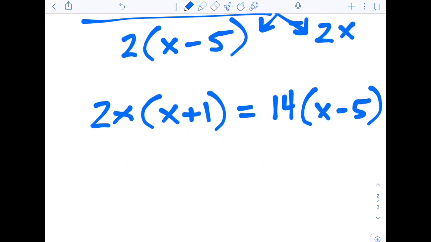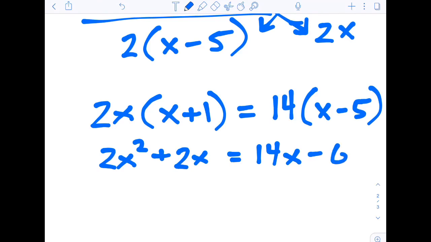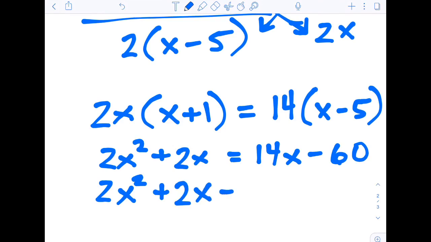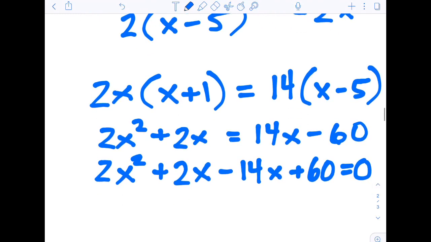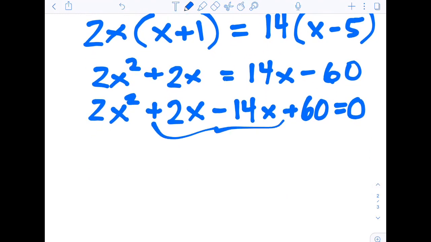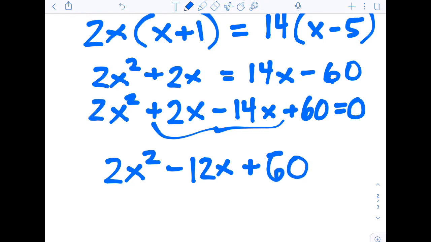And we're going to expand these through. When I expand, we get 2x squared plus 2x is equal to 14x minus 60. We're going to get all of our like terms together, so I'm going to bring 14x over and negative 60 over. Really what we're doing is the opposite operations: subtracting 14x and adding 60. I have a pair of like terms in the middle here. We can add them together, and that's just going to leave me with a quadratic equal to 0. We've solved ones like this back in grade 10.